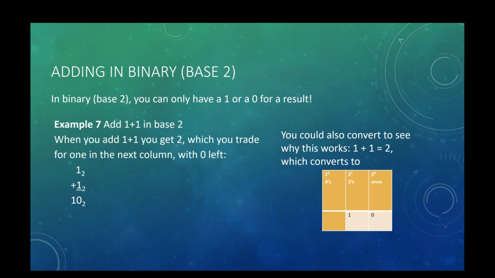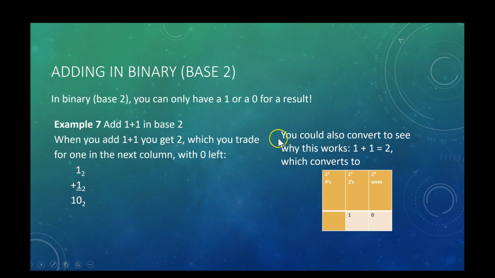Let's look at base 2, binary, because that's kind of its own category of strange, right? So binary, I'm going to add 1 and 1 in binary. And when I add 1 and 1, I get 2, right? But you can only have 1 or 0 in binary. You can't have a 2. And so what happens is 1 and 1 is 2. I trade that 1, 2 to the next column over. I imagine a 1 here with no 1s left over. And so 1 plus 1 is 1, 0.